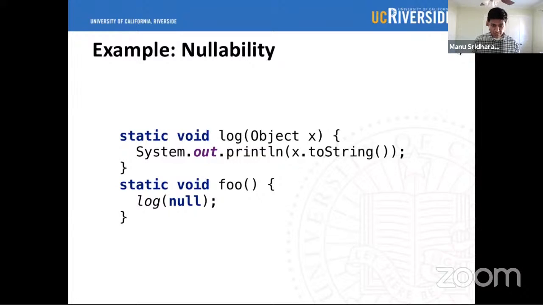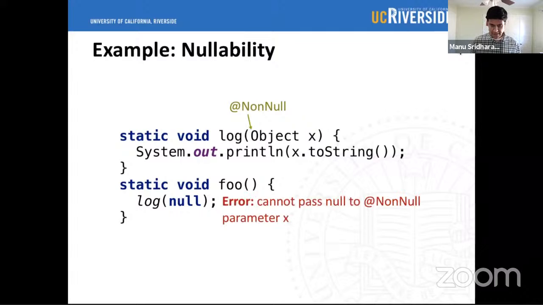So with a pluggable type system for nullability, the typical assumption is that if you don't write an annotation on a field or a formal parameter, the tool assumes that parameter to be non-null. So here, the programmer didn't write anything. We'll assume that this parameter should never be null, and immediately we'll report an error because that parameter shouldn't be null, and we see at this call site that we're trying to pass in null.